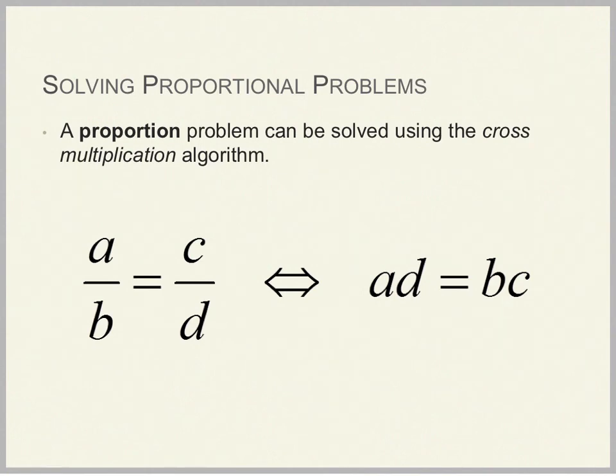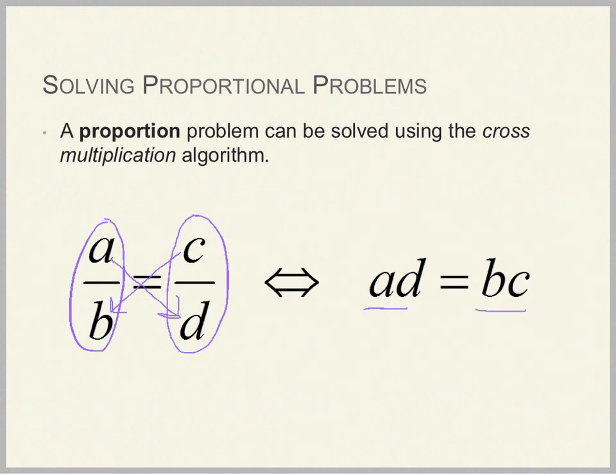Proportions can be solved using cross multiplication. What that means is I have my two proportions, A over B, equal to my proportion of C over D. I can cross multiply, meaning multiply the numerator A by the denominator D, getting AD, by the numerator of C times the denominator of B, equaling BC. So this is also a proportional problem.